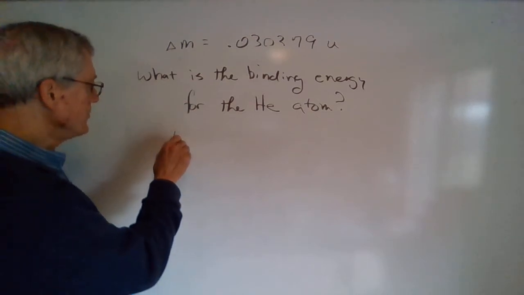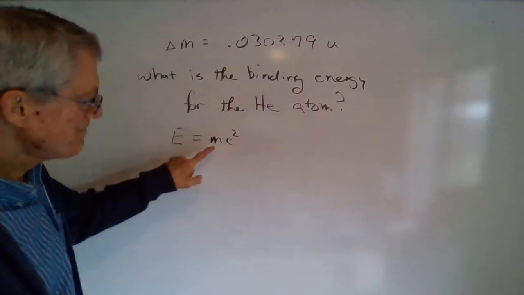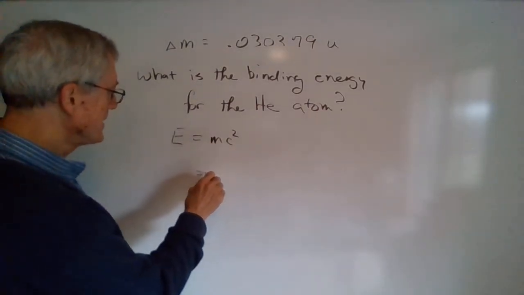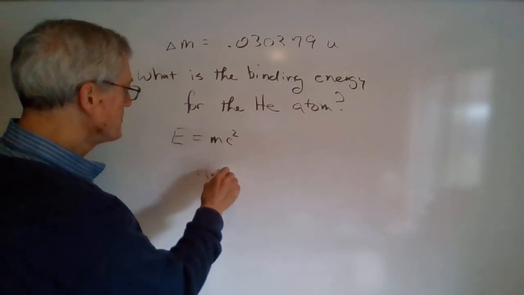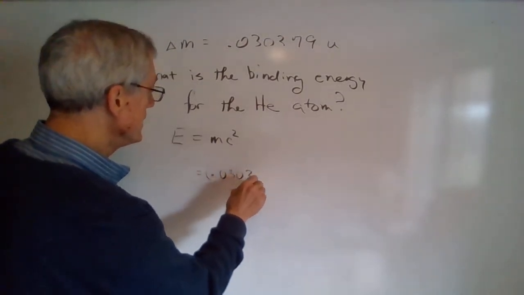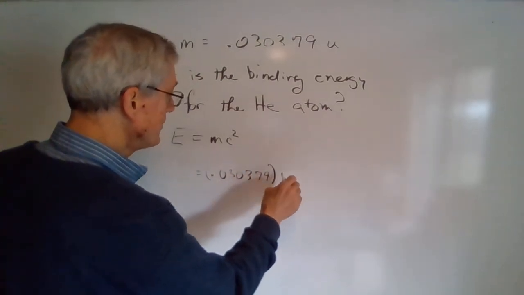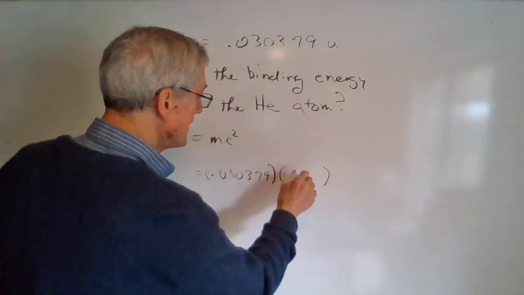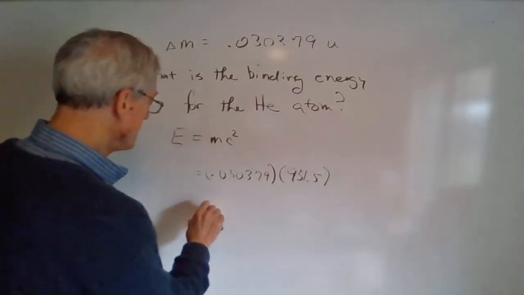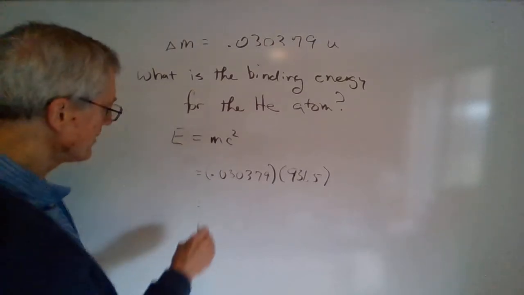And what I have taught you, based on this equation, we're not using the speed of light squared. Instead, we're going to put it in atomic mass units, which is 0.03379. That's atomic mass units. And then we're going to multiply that times 931.5. And when we do, we get the answer, which is 28.3.